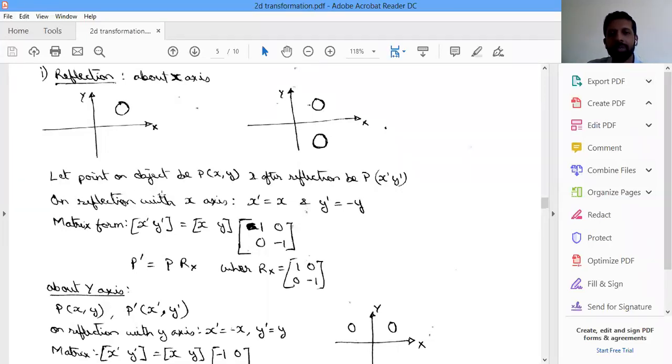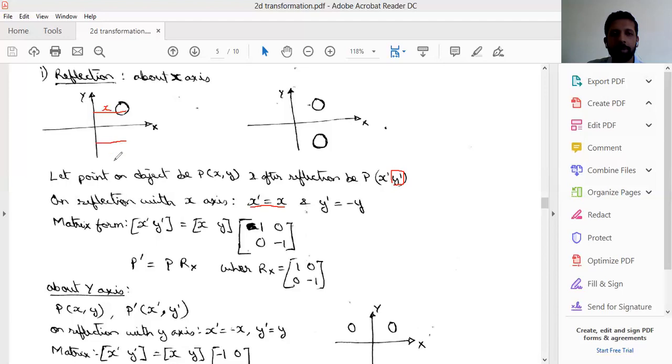After reflection, what happens? As I said previously, it is at a distance of x from here. After reflection also it should be at the same distance. So this x value is not going to change even after reflection. That is why x dash is going to be the same as x after reflection also. But the next thing is the y dash value. How do we get the y dash value, since it is going to be mirrored about the x-axis?